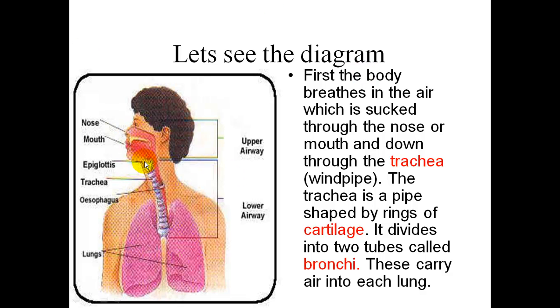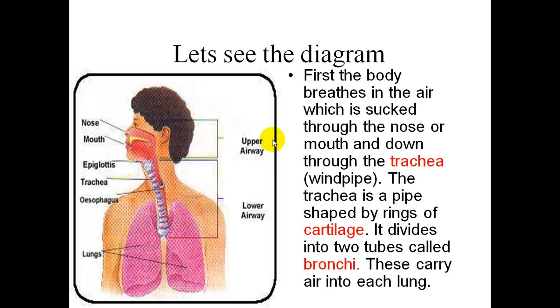So here's your nose, your mouth, your epiglottis, which the air passes through, your trachea, and then eventually we'll reach the lungs. First, the body breathes in the air, which is sucked through the nose or mouth and down through the windpipe, which is the trachea. The trachea is a pipe shaped by rings of cartilage. We saw that with the pig.